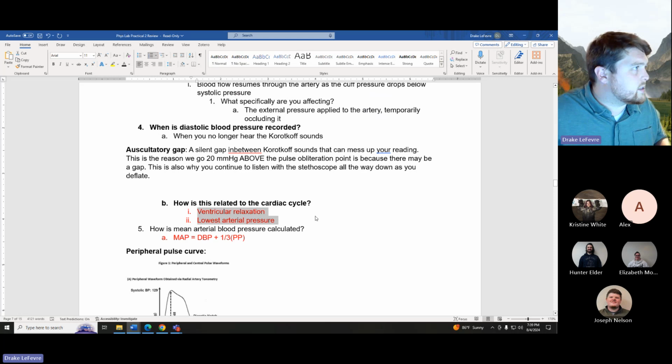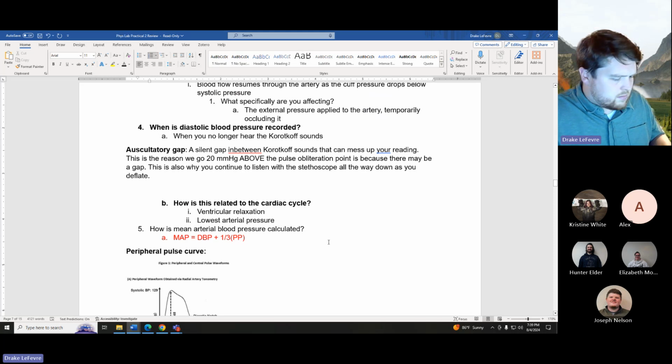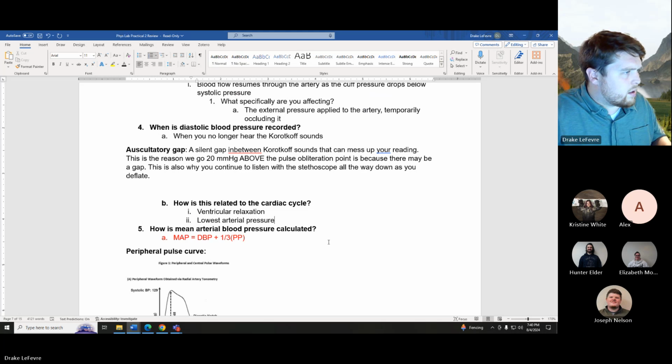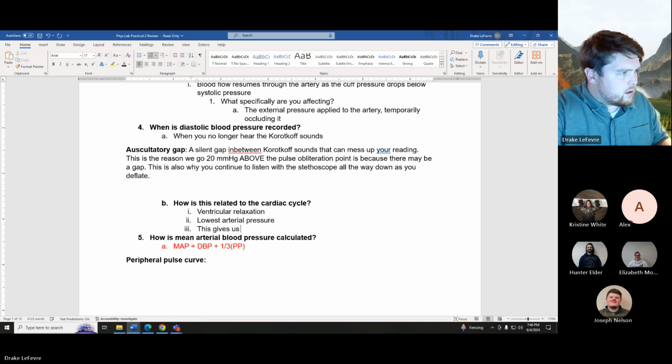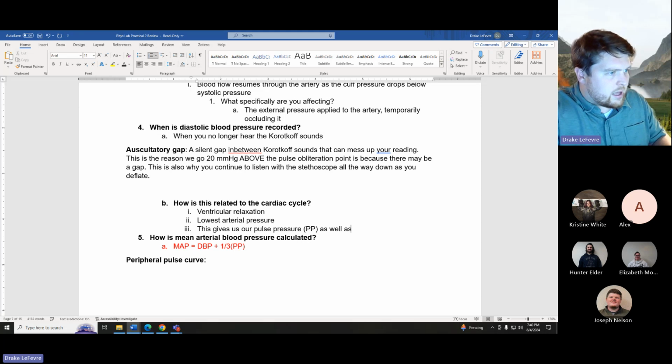Was it related to the cardiac cycle? Yep, you have ventricular relaxation. The cardiac cycle is related to pulse pressure as well as, it's the big one, pulse pressure. It relates to the cardiac cycle because it gives us our pulse pressure.